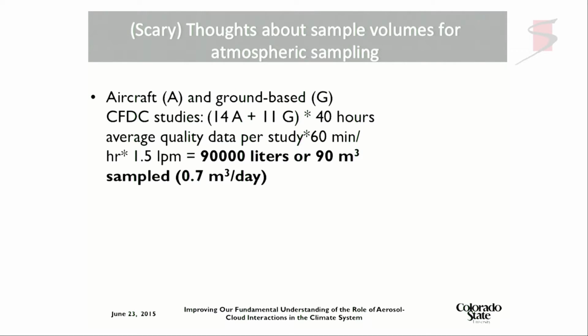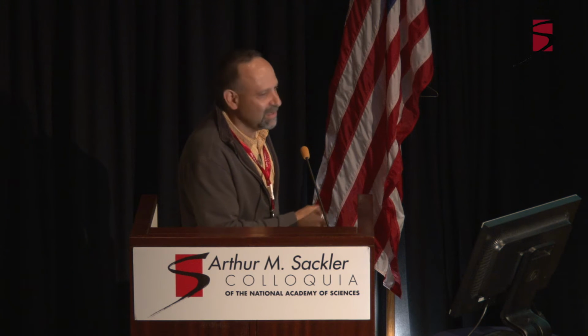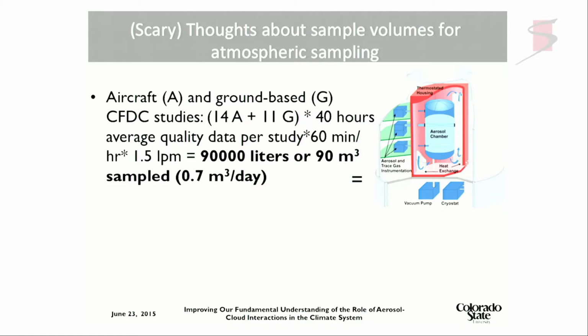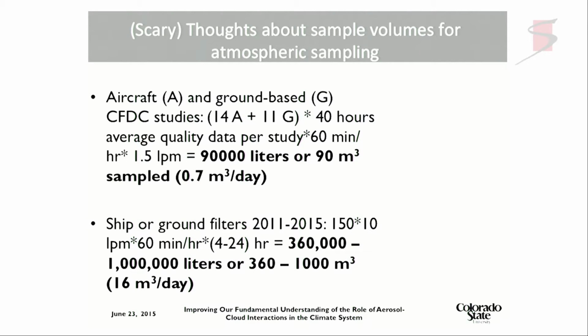Another scary thought: have you ever thought about the sample volumes we've collected? I did this. We had 14 aircraft campaigns and 11 ground-based ones, with a typical amount of good quality data from each. Work out the numbers and you get about 90 cubic meters of air sampled. Has anybody been to the AIDA chamber in Germany? That's about the volume of that chamber. That's what we've collected on aircraft flights and in the ambient atmosphere with continuous flow chambers. Now the situation for offline samples is better. Even in just the last 4 years, we've collected about 16 cubic meters by that method. And we have to use that method if we're going to access, like I said, these lower number concentrations.